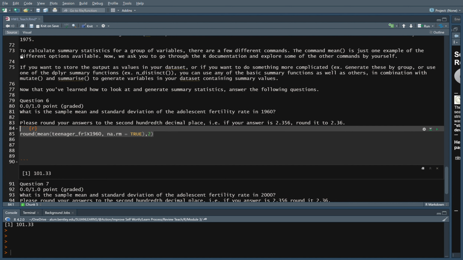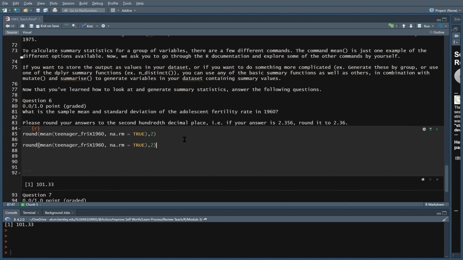Now, similarly, let's use the standard deviation function provided by R. And let's do, instead of mean, do sd here. And let's see what we get. And we get 54.21. And that's exactly what we're looking for.